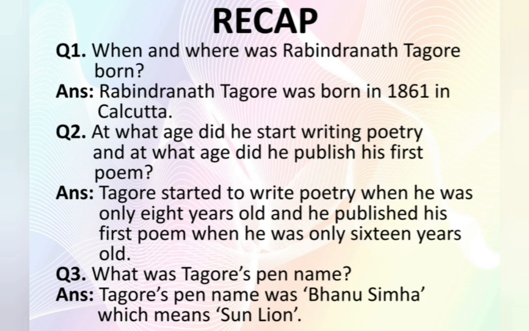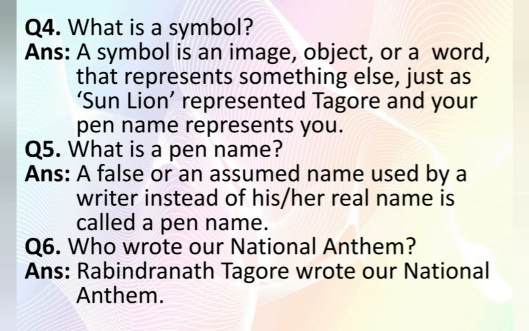Next, what was Tagore's pen name? Answer, Tagore's pen name was Bhanu Simha, which means Sun Lion. Next, what is a symbol? Answer, a symbol is an image, object, or a word that represents something else, just as Sun Lion represented Tagore and your pen name represents you.